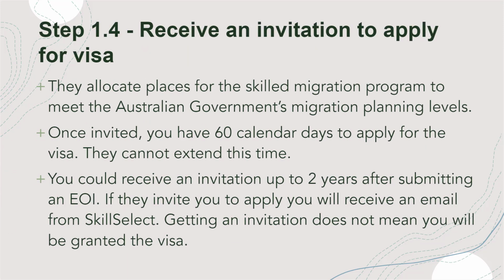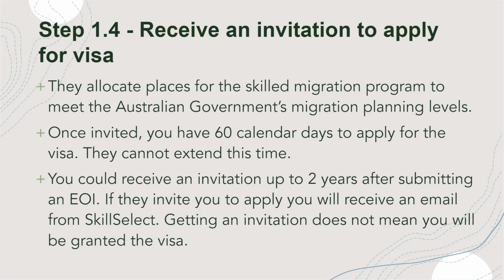They allocate places for the Skilled Migration Program to meet the Australian Government's migration planning levels. Once invited, you have 60 calendar days to apply for the visa. They cannot extend this time. You could receive an invitation up to 2 years after submitting an EOI.